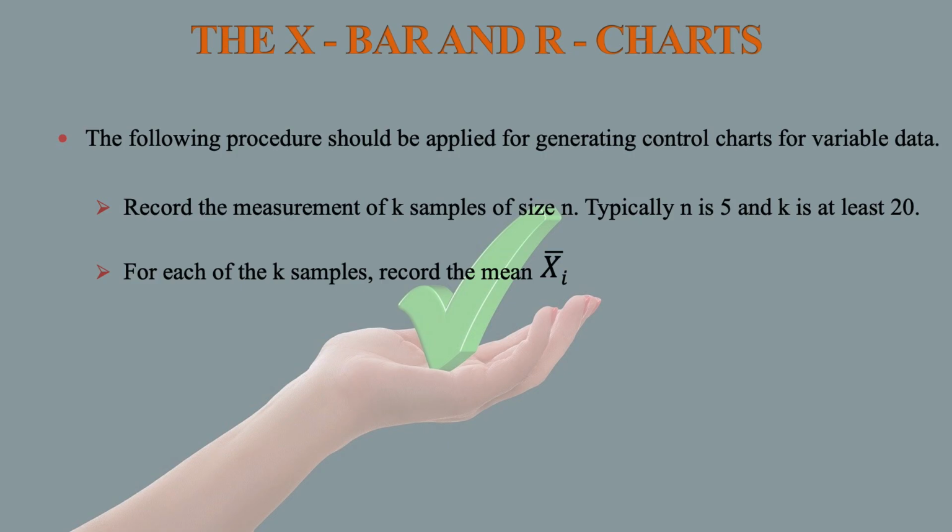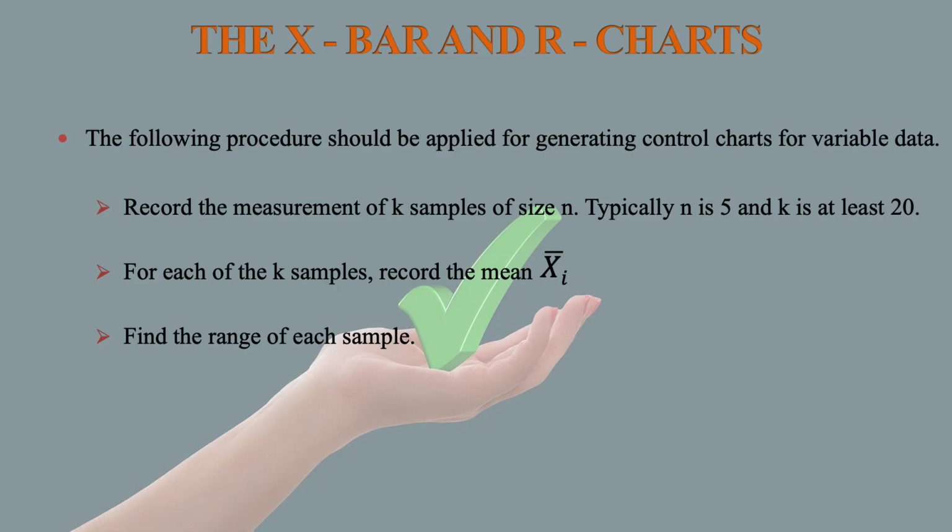Number 2. For each of the K samples, record the mean, that is Xi bar. So if there are K samples, you will get K number of sample means. Find the range of each sample. So Ri, the range for the ith sample, is equal to the largest minus the smallest value of each sample, where i equals 1, 2, 3 up to K.